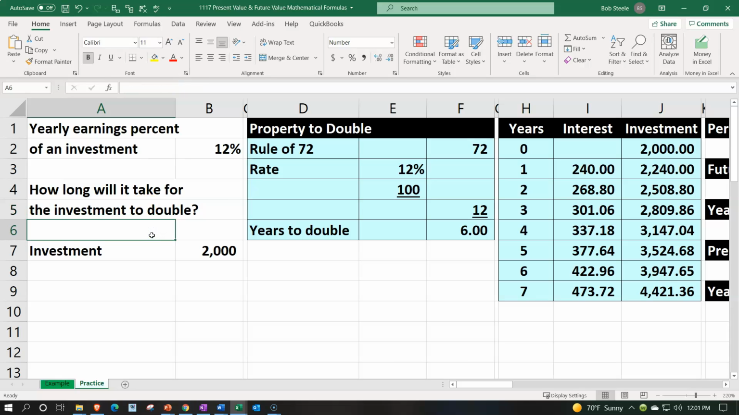The information will be the same for multiple formats. That is, the yearly earnings percent of an investment is 12%. Then we said, how long will it take for the investment to double? We did that with the rule of 72, basically taking 72 divided by 12. That gives us an approximation of 6. We did our running balance calculation so that we can see the actual interest as it accumulates upward.